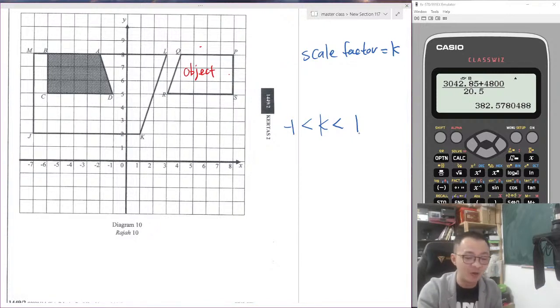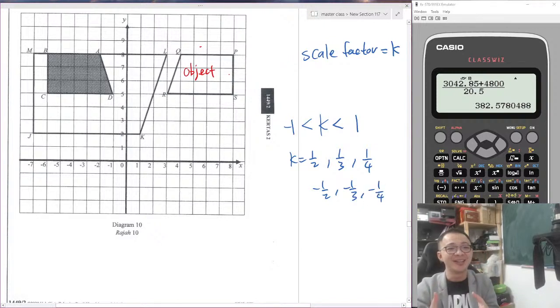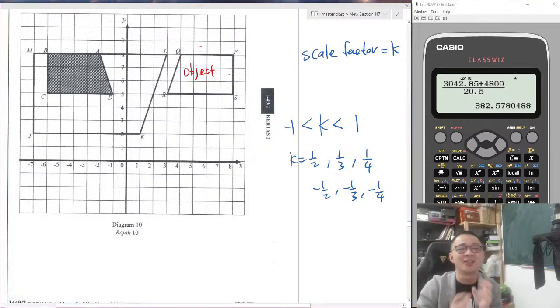So therefore, I will give you some example. If scale factor is 1/2, 1/3, 1/4, or -1/2, -1/3, or -1/4, all these scale factors, your image actually will become smaller than the object. Yeah, because some students will argue with me that enlargement means the image must be bigger. Not really. If the scale factor is between -1 and 1, then your image actually becomes smaller, even though it's called enlargement.